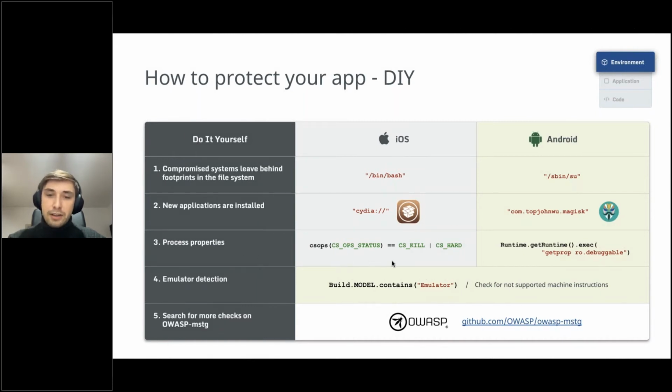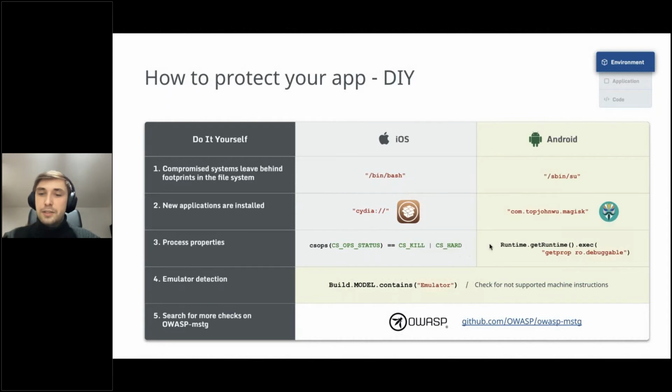On iOS, every app has a set of flags, and they are present only at runtime, and they are maintained by the operating system. Normally, an app should have the CS_KILL flag and CS_HARD enabled. And on jailbroken devices, you can see that those flags are missing. So you can easily check it by invoking the csops function and verifying if those flags are present.